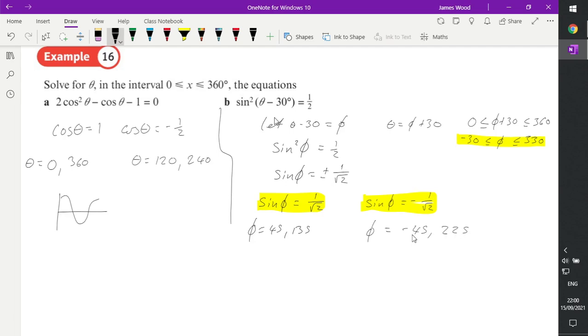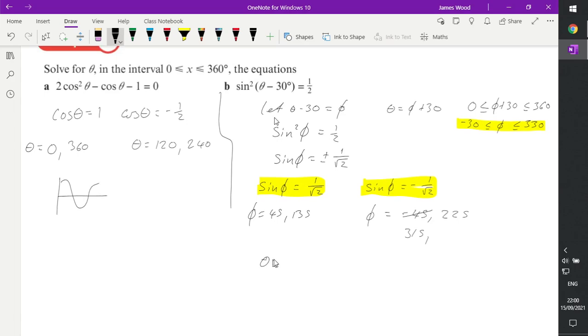Then we can do 360 plus both of those. So that gives me 315. And 225 plus 360 is going to be too big. And we're not allowed that one. So there's my 4 solutions that I can have within my new limit. And then just swap them back. So theta was phi plus 30. So that means that theta is going to be each of these plus 30. So that's 75, 165, 255, and 345. And those are all within my original limit. So those are my final answers.